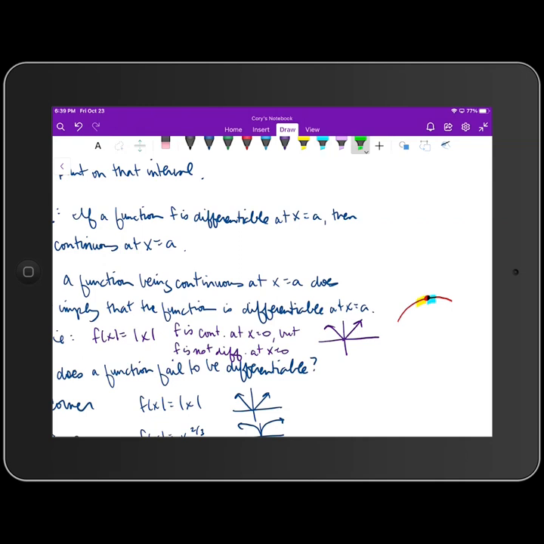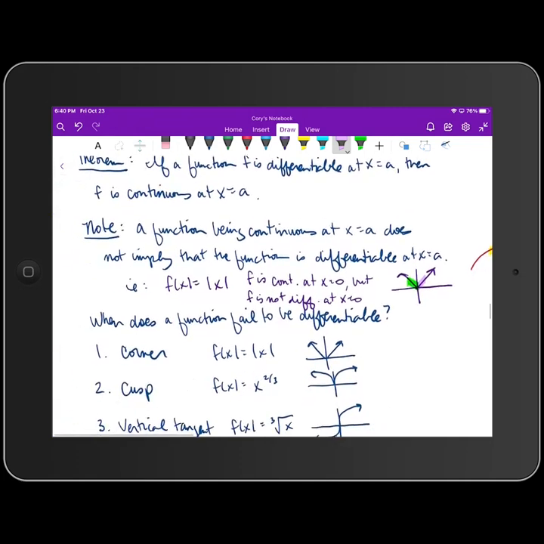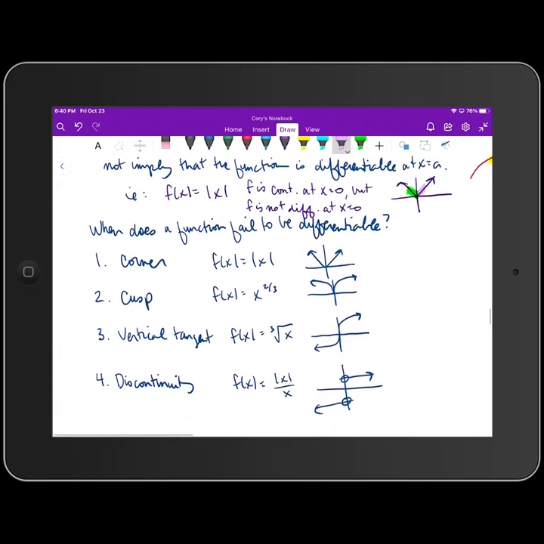So the slope has to be the same as we approach that point on both sides. When we take a look at the absolute value function at 0, when we approach from the left-hand side, the slope is -1. When we approach from the right-hand side, the slope is +1. At 0, those two slopes are not the same, which means the function fails to be differentiable at x equals 0. The slope has to be the same on both sides for the function to be differentiable at a point. Which is going to lead us to the next thing I want to talk about.